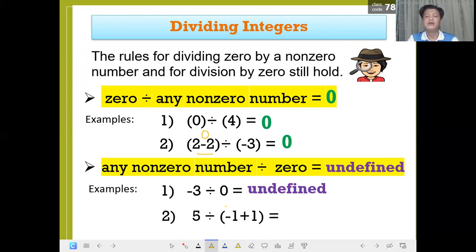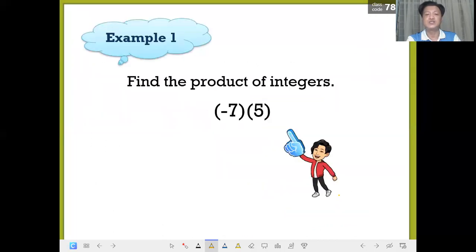Okay, another. 5 divided by the quantity of negative 1 plus 0, that is also undefined. Bakit siya undefined? Di ba kapag sinimplify natin to, negative 1 plus 1, or you can say that 1 minus 1, 0. Kaya nga 0 yung pinang-divide natin. Kaya ang sagot pa rin natin dyan is undefined. There is no possible value or answer.